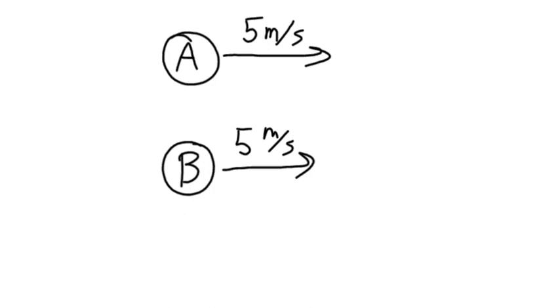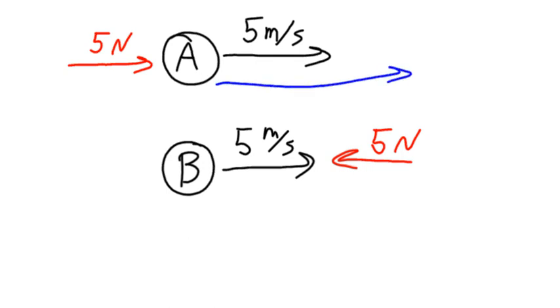Object A has a force applied on it of 5 newtons in the same direction that its velocity is also traveling. Object B has a force applied to it of 5 newtons, but in the opposite direction that it is traveling. In this example, object A is going to accelerate in the same direction as its velocity, and it's going to speed up. This is a positive acceleration.